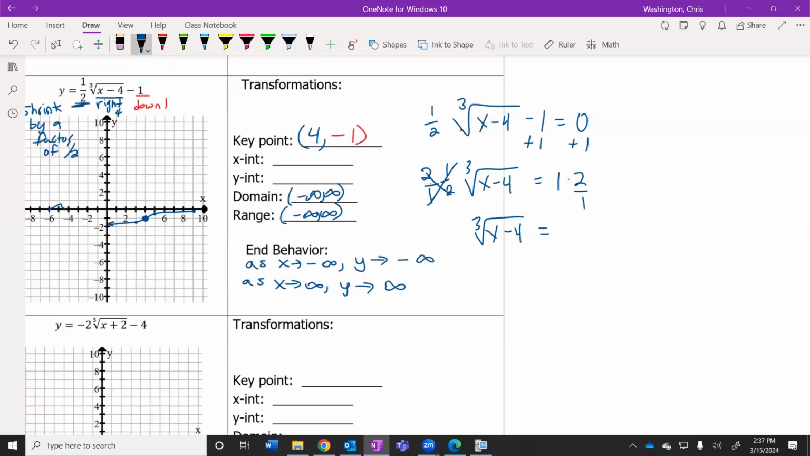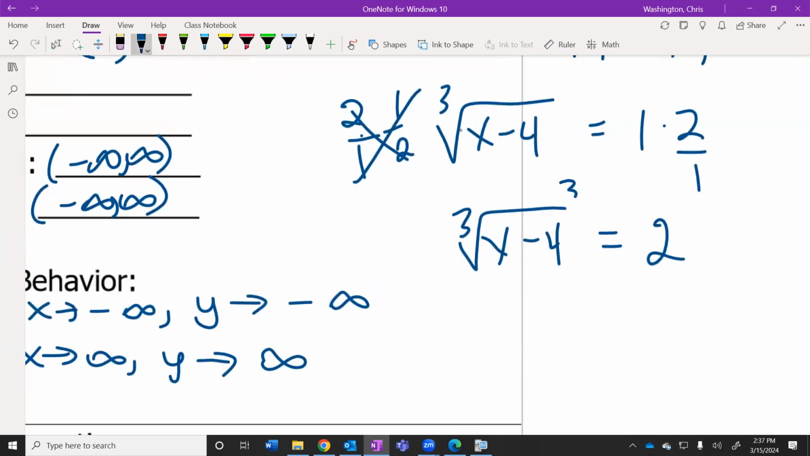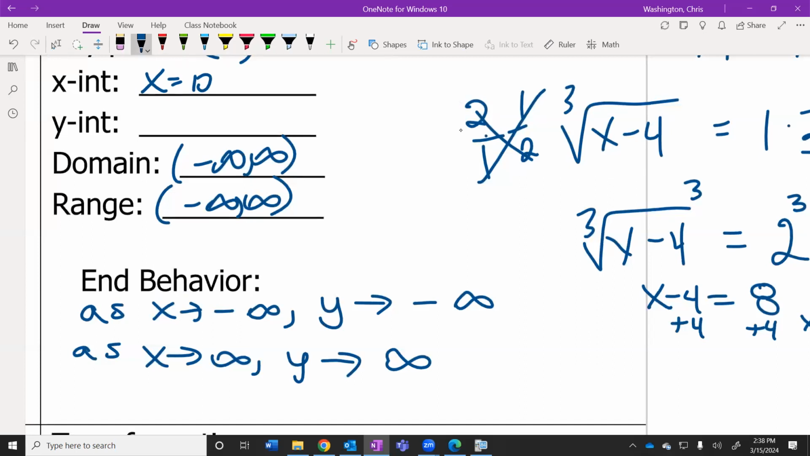1 times 2 is just 2. How are we going to cancel out the cube root on the left? We're going to raise it to the third power. So we get x minus 4 equals 8. 2 to the third is 8. And then we can add 4 to both sides. And we get x equals 12 for the x-intercept. X equals 12.